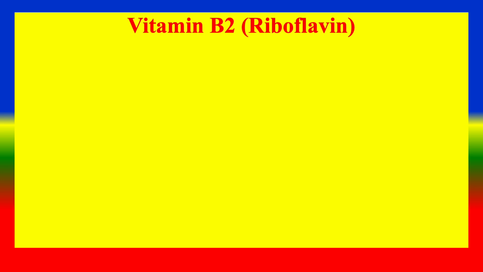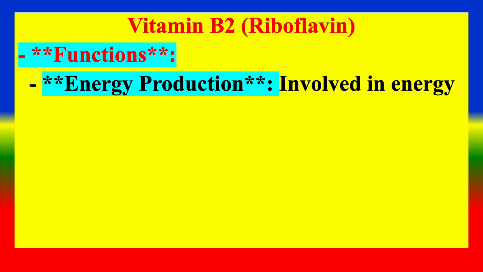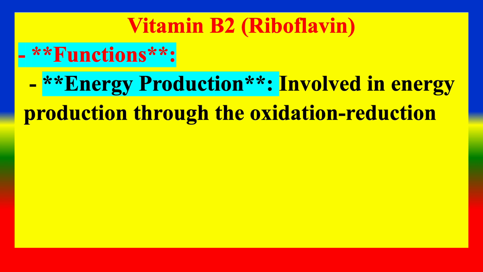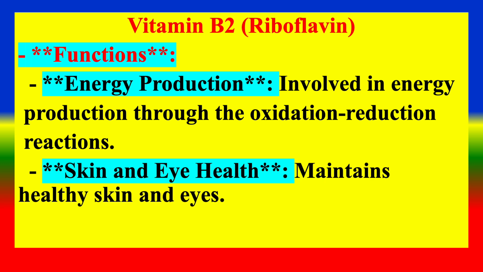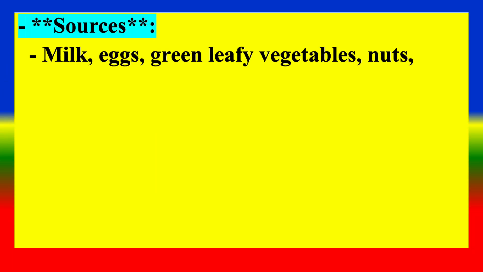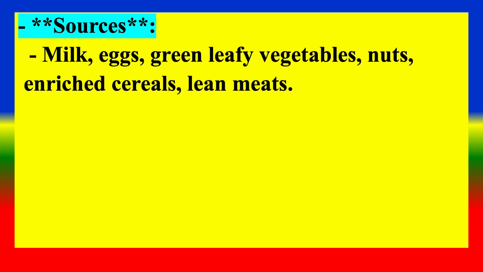Vitamin B2, riboflavin. Functions: energy production, involved in energy production through oxidation-reduction reactions. Skin and eye health, maintains healthy skin and eyes. Sources: milk, eggs, green leafy vegetables, nuts.